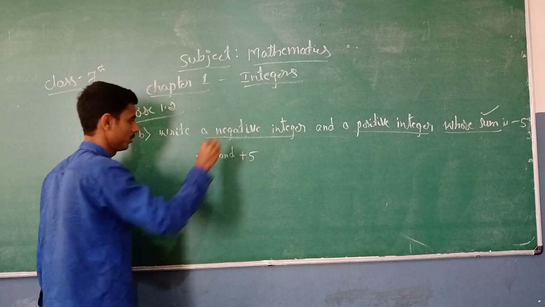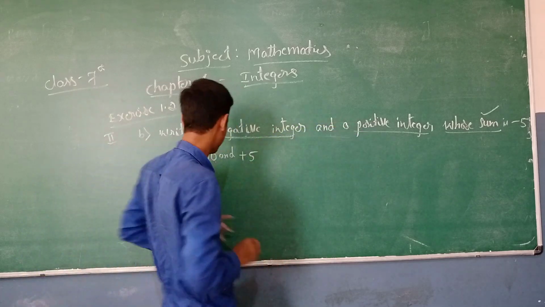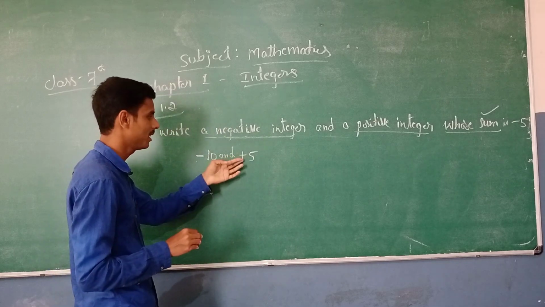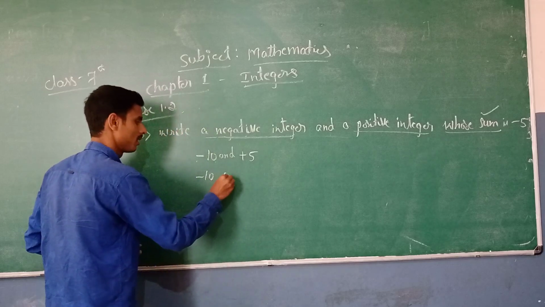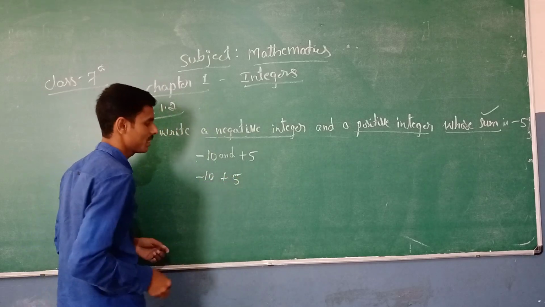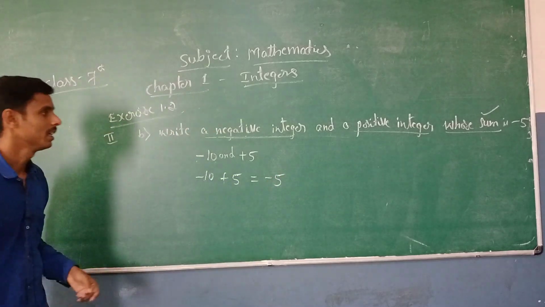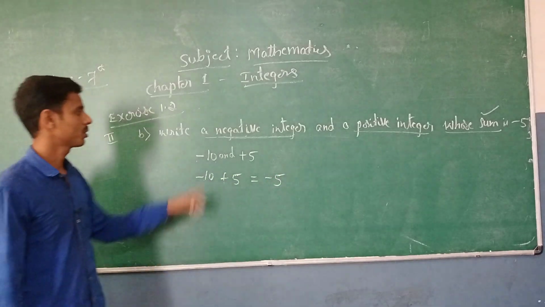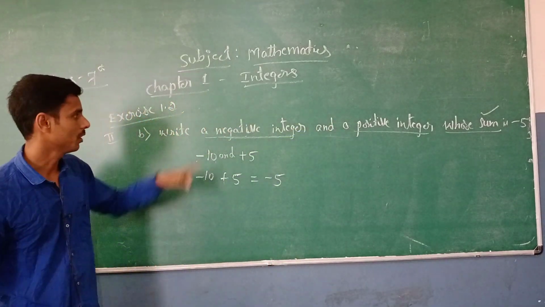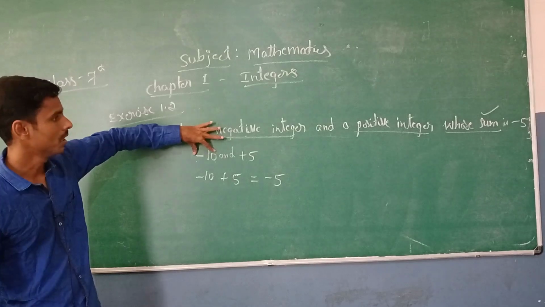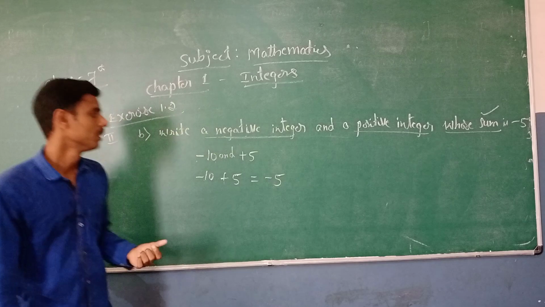So -10 and +5. Sum means plus, so whatever the sign is here it will remain as it is, because sum plus 5, so -10 plus 5 is -5. So like this we can write a pair of integers whose sum is -5. Among those integers, one integer is negative, another one is positive. Did you understand?